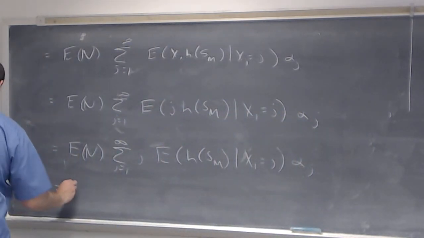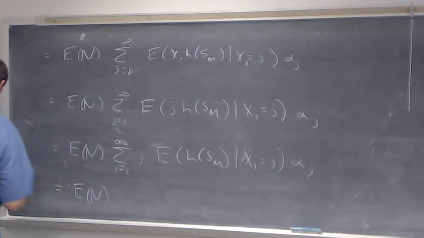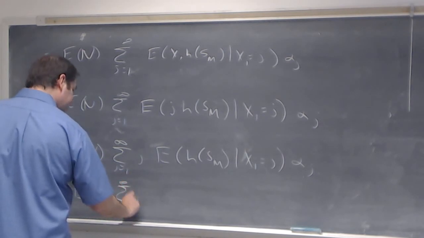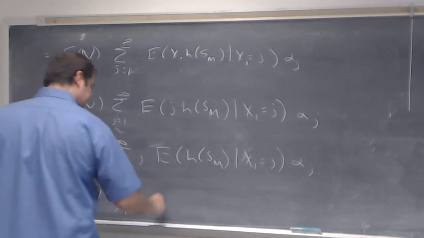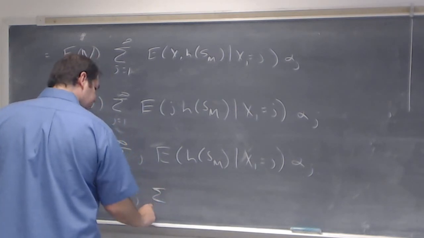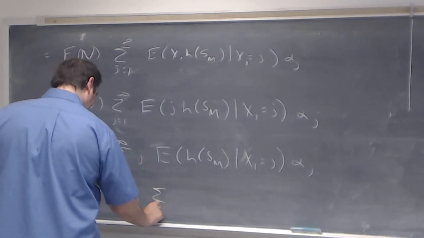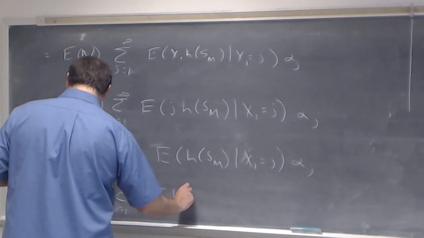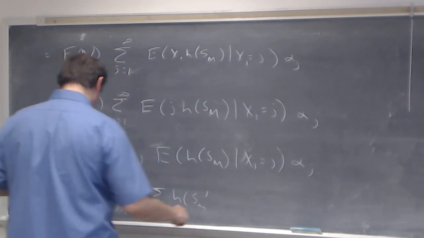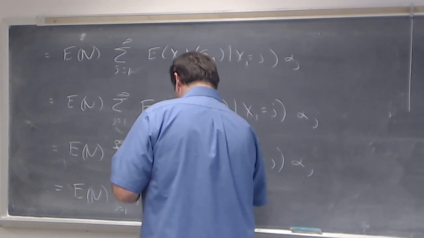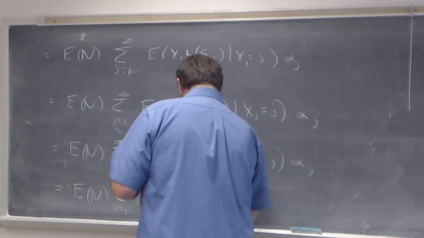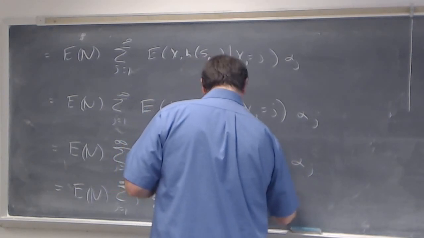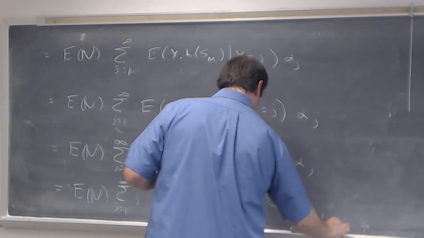That's equal to the expected value of N times the sum as j runs from 1 to infinity of j, and now computing this conditional expectation, this is the sum, as I'll write down as little s sub m primes, they travel over whatever alpha phase we have, of h of s of m primes, that's the way I'm going to write it, of f of s of m given X of 1, s of m prime, that's the alpha phase, little j, alpha sub j.